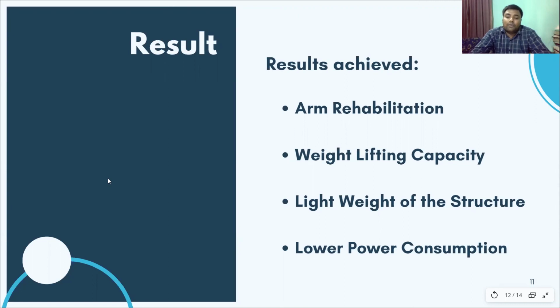The last one is lower power consumption. We used a 5200 milliampere hour lithium polymer battery for the input of the linear actuator, and using that lithium battery we get 4 to 5 hours of battery backup. And in that 4 to 5 hours, most of the time we try to put some weights. And another thing is that if a user uses a pair of rechargeable lithium-ion batteries, he or she can use this device for the whole day.